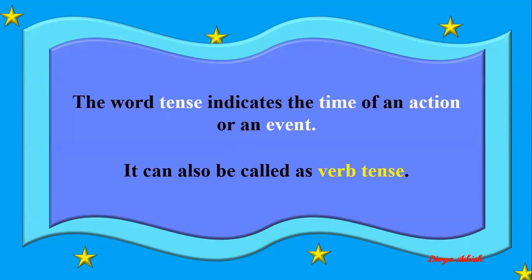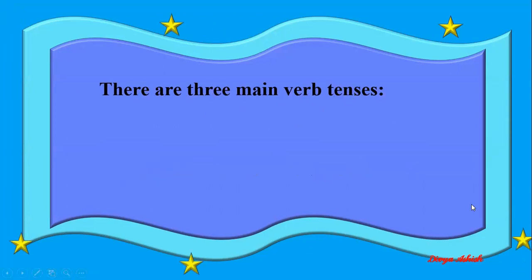To put it in a simple way, the word tense in English grammar indicates or shows the time of an action or an event. Since a tense is a verb based method used to indicate or show the time of an action or an event, it is also called as verb tense. Simply put, tenses are nothing but verbs that indicate the time of an action or an event.